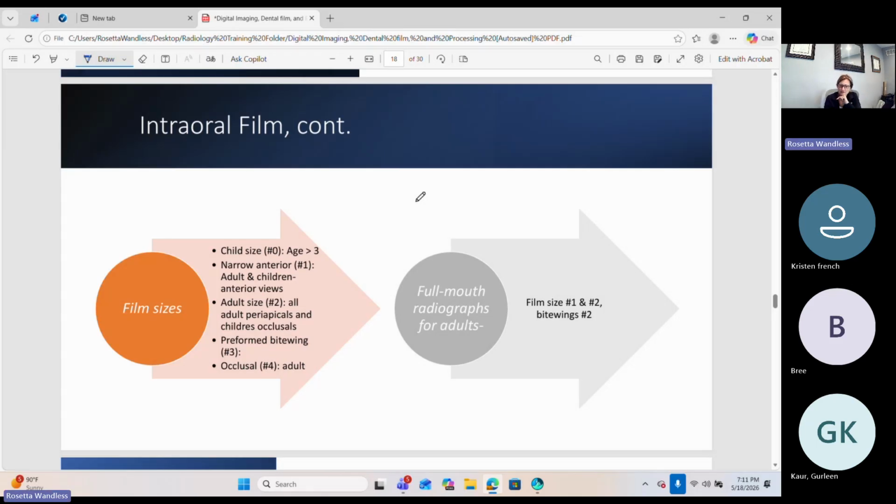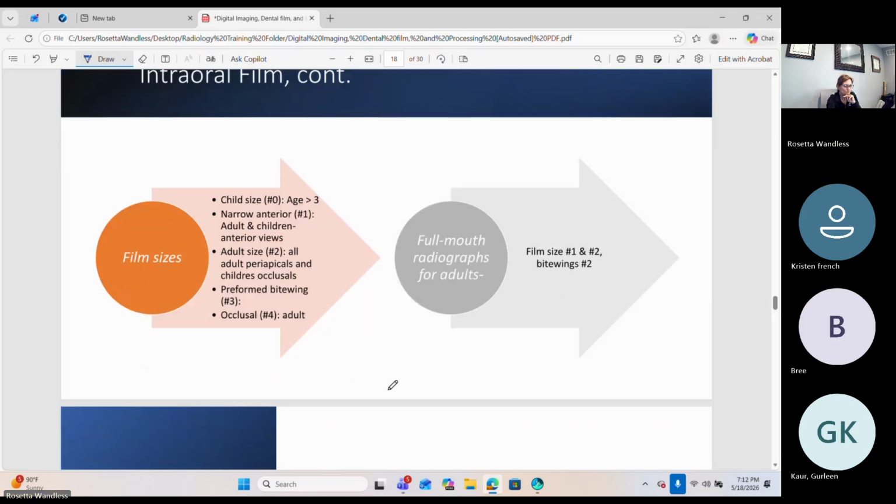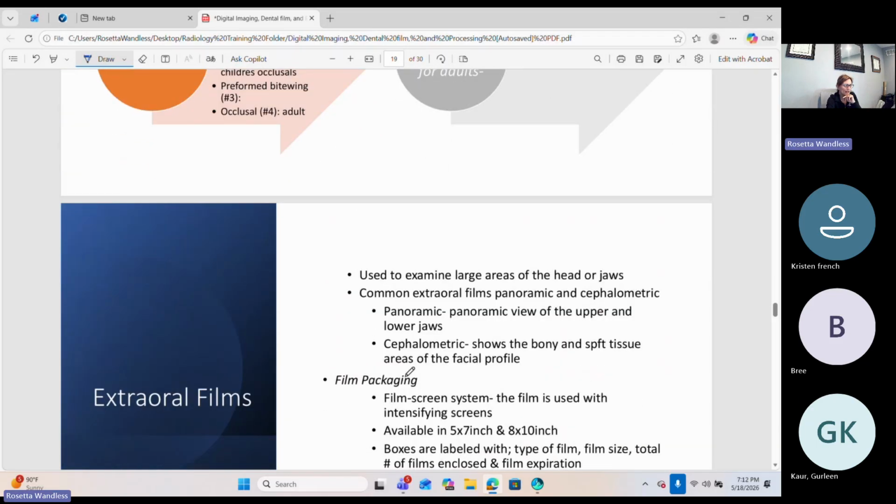For sensors, there are 3 sizes. Same definitions of them, I'm just giving you the sensor size. 0, 1, and 2. So those are the 3 popular ones that we've seen as far as digital sensors go. Predictable. Okay. That is intraoral.